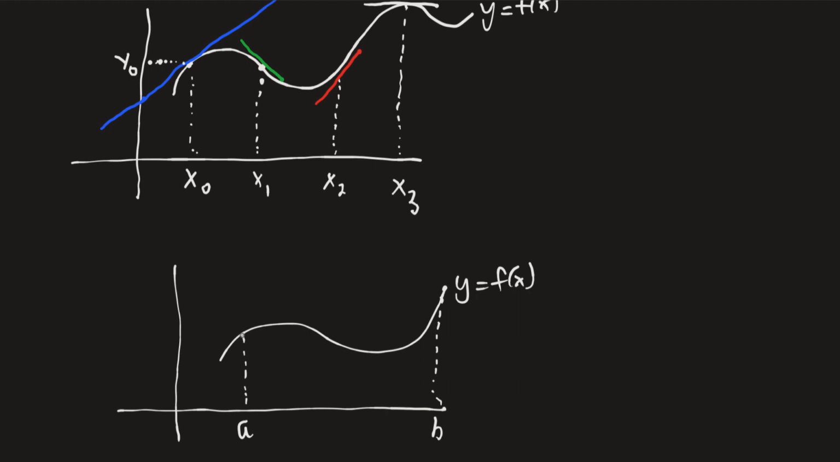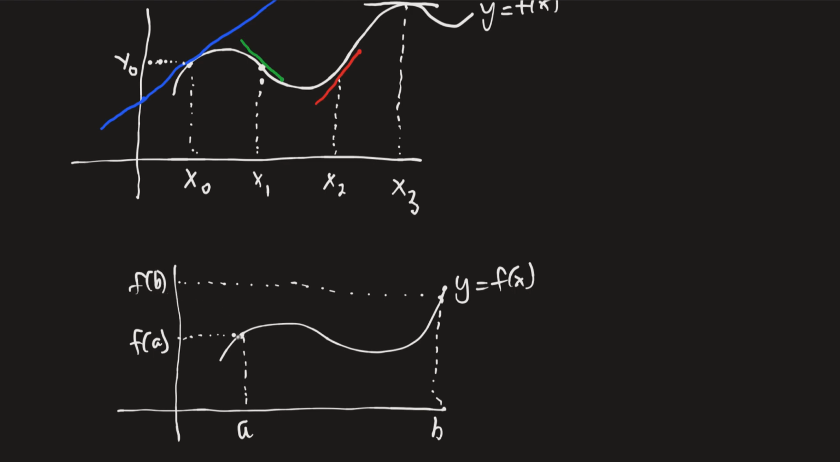And then immediately I know the y value. So the y value that corresponds to this x is f of A, and the y value that corresponds to this x would be f of B, right? So we got f of B.